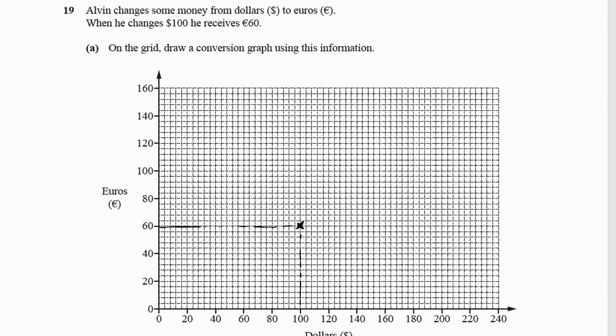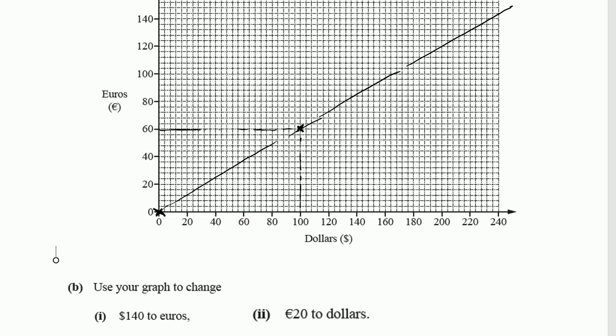Now clearly, no dollars is worth no euros. So that's another point over there that we get. And I can now draw a line using a ruler, if I were you, obviously, that goes through these points. Now I want to use my graph to change $140 to euros. So I would go up from 140 over here and across to my euros over here, which is going to be a lot more accurate if you've drawn a straight line.